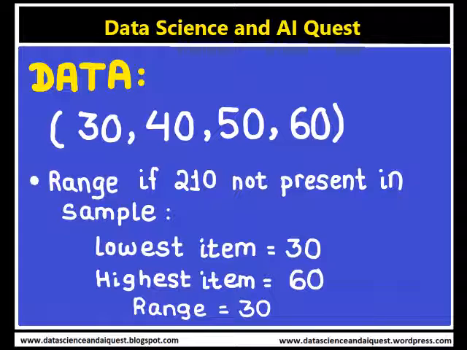After the removal of 210, which was the largest value earlier, the lowest data is 30 as intact. The highest data has changed from 210 to 60, and thus the range has also completely changed from 180 to 30, as 60 minus 30 is 30.